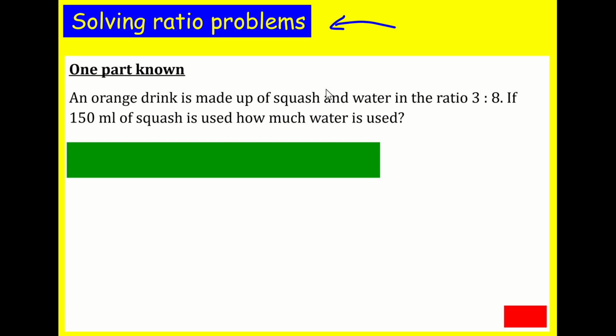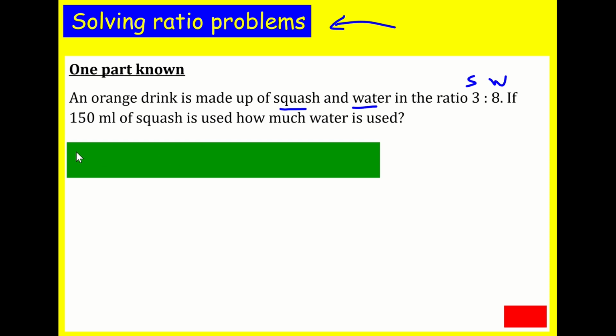Okay, first of all, we're told an orange drink is made up of squash and water in a ratio 3 to 8. So squash is going to be this one and water is going to be this one, and that makes up the orange drink. Now in this particular case, we're told about one of the parts, one part known. We're told that there's 150 milliliters of squash, and we're asked how much water is used.